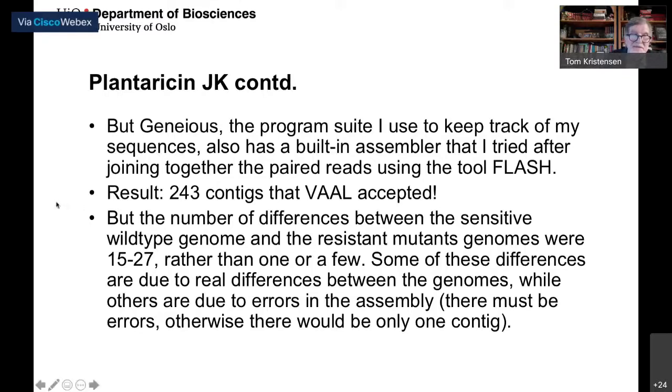But when doing this comparison, rather than having one single difference between a given mutant and the wild type, we had between 15 and 27 differences, of which some could be due to real differences between the genomes, whereas others obviously would be due to errors in the assembly.